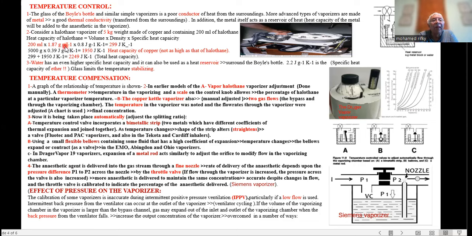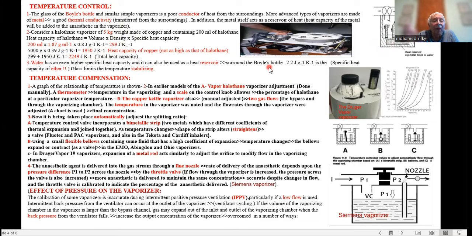Knowing the density of halothane, we can figure out the volume of fluothane from the milligrams, which can be calculated. The second thing is the 5 kilograms, which is 5,000 grams of copper, times the specific heat of copper. As you can see, strangely, it's less than halothane. It will yield around 1,950. When we add both of them, it will give me the heat capacity of the system to preserve heat. I want something to preserve heat to keep the temperature, for the saturated vapor pressure to give me a proper value.